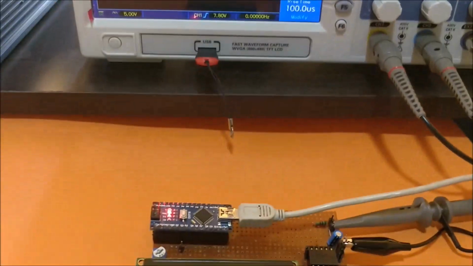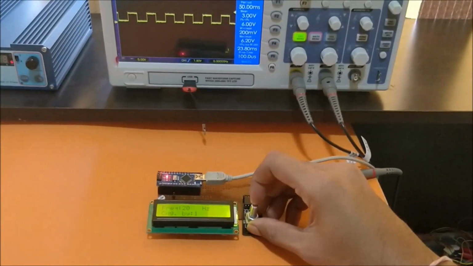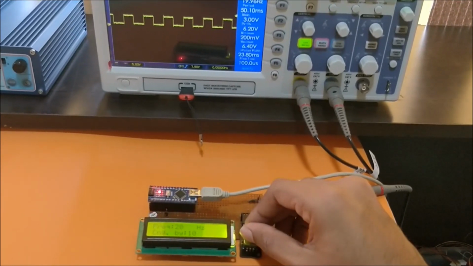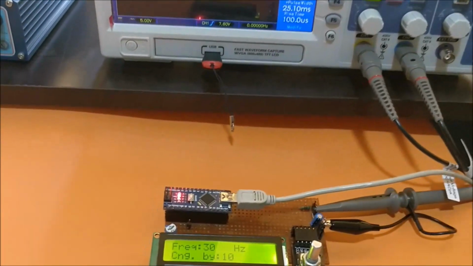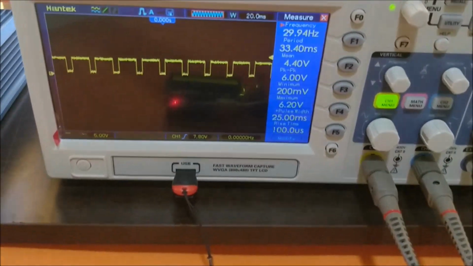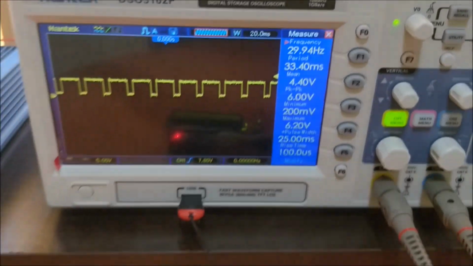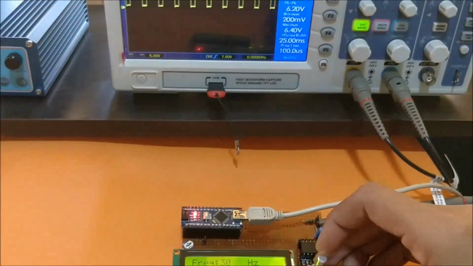So let's check it. Let's increase the value. I'll increase it by 10 again. I'll make it 30. Now as you can see, it's 30 here, and the frequency of the PWM signal has also changed to be 30. So similarly, you can set whatever frequency you want.